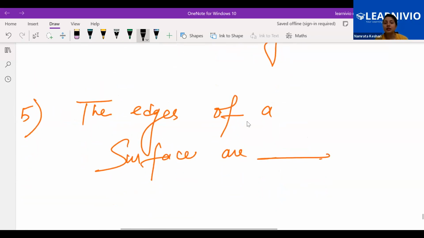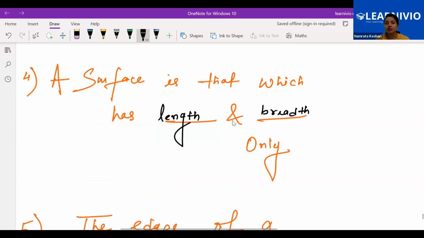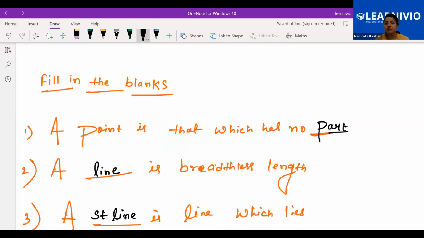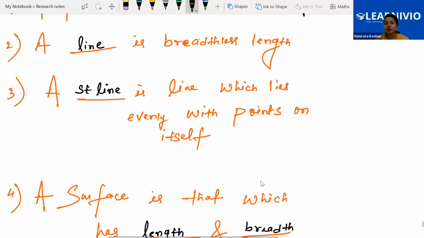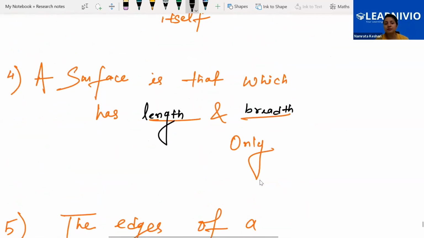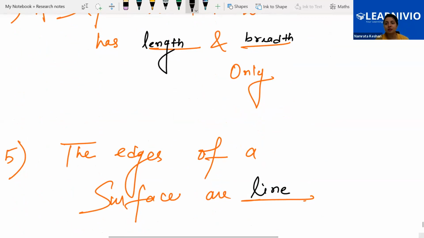Now the next one, the edges of a surface are what? Line. Exactly. Surface is completely made up of line. Edges are also line. Any confusion? Anyone having any confusion over here? Anyone not getting? Please let me know. Clear. Okay, let's do a few true false questions.